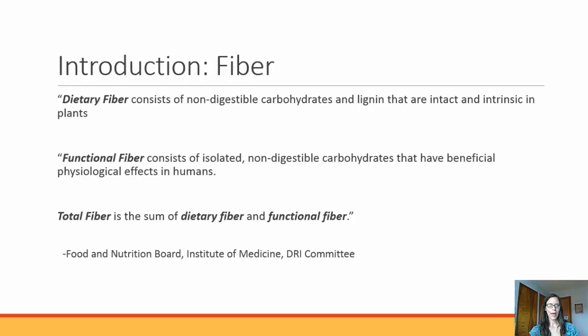Okay, so the IOM tells us that our total fiber intake consists of fiber that we get directly from the diet where it's naturally occurring, and then we also consume functional fiber. You can think of functional fiber as isolated or manufactured fiber, where just that specific component of the food is either extracted from its original source or it's manufactured and then added to a different food because we know it has beneficial physiological effects.